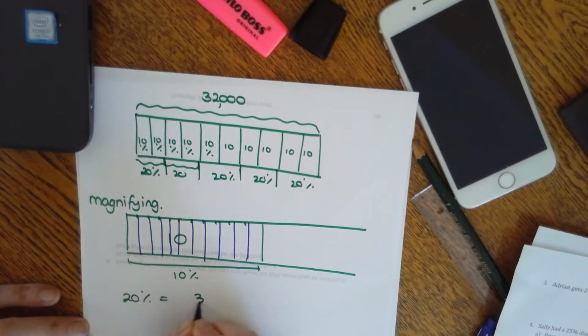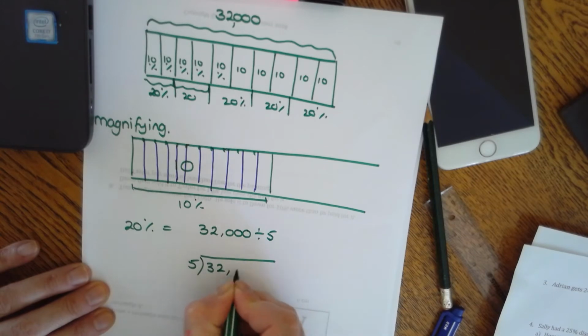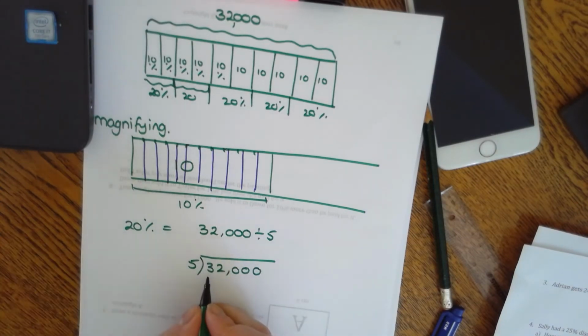So if I take a fifth of this number, I divide it by 5: 20% equals 32,000 divided by 5. I can't do it that way round, I had to use a bus stop. I can't divide 30,000 into 3 equal sets of ten thousands, but if I exchange the 10,000s for thousands, I've got 32 thousands, and I can split those up into groups of 5, and I will have 6 in each pile, and I'll have 2 sets of thousands left over.